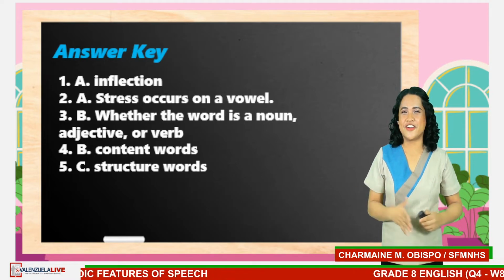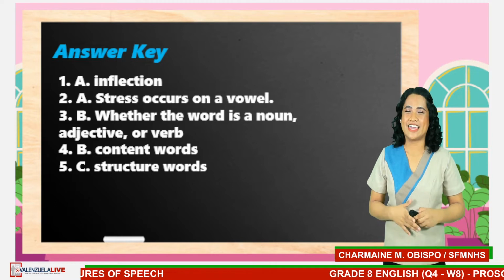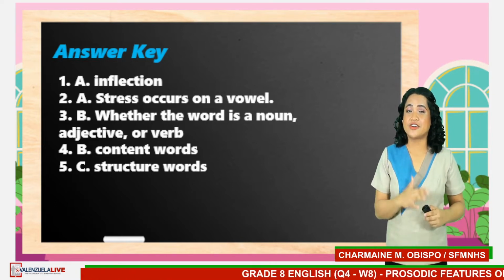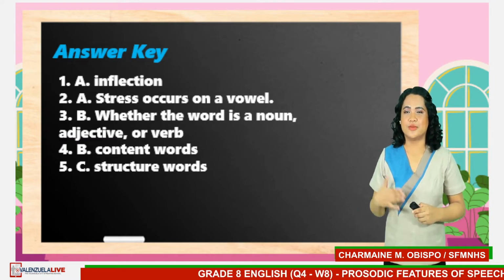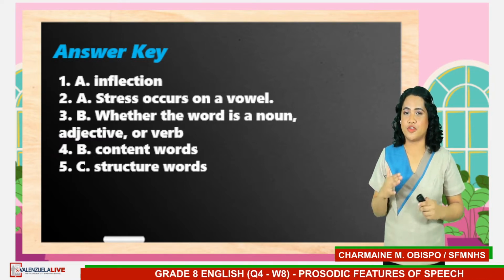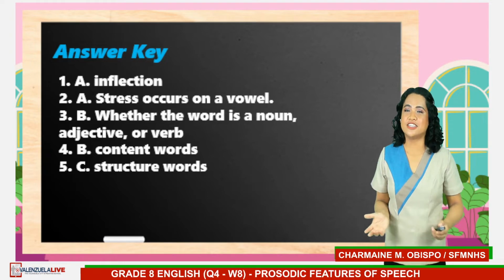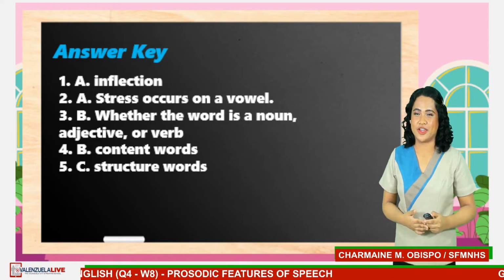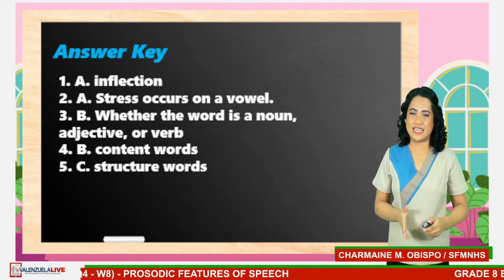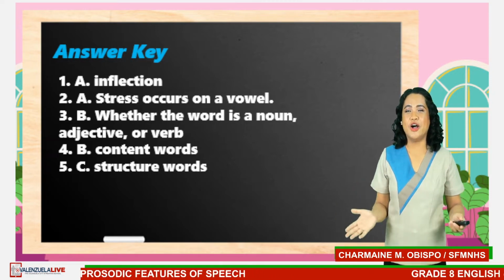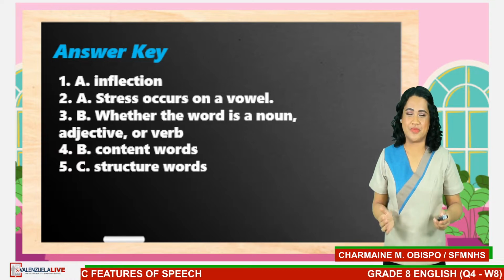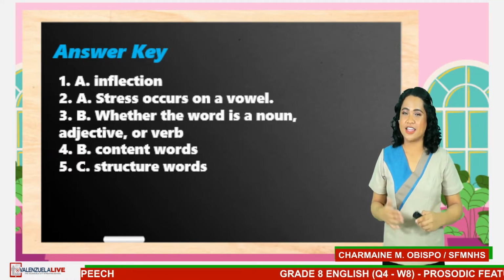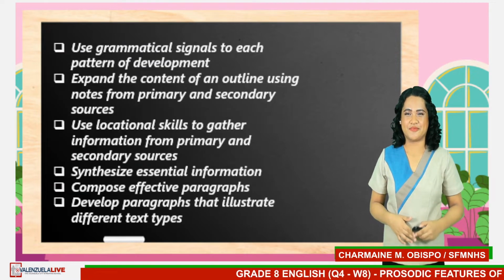Now let's check your answers. For number 1, A. Inflection. 2. A. Stress occurs on a vowel. Number 3. B. Whether the word is a noun, adjective, or verb. Number 4, B. Content words. And number 5, C. Structure words. I hope that you got the answers correctly. If not, don't worry. We'll go over these concepts again during our discussion.